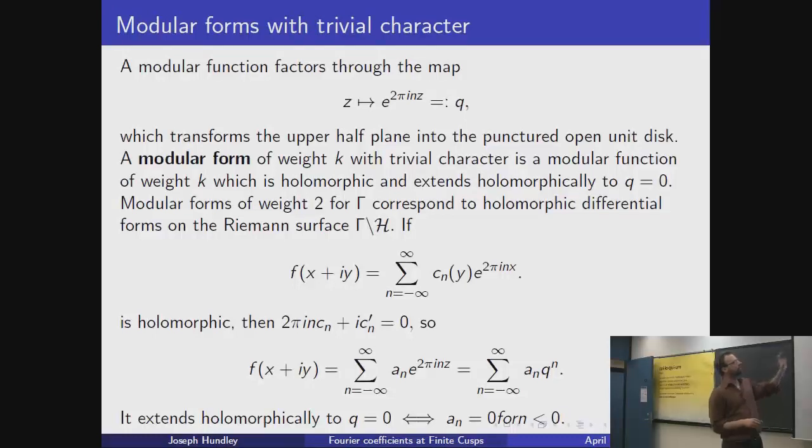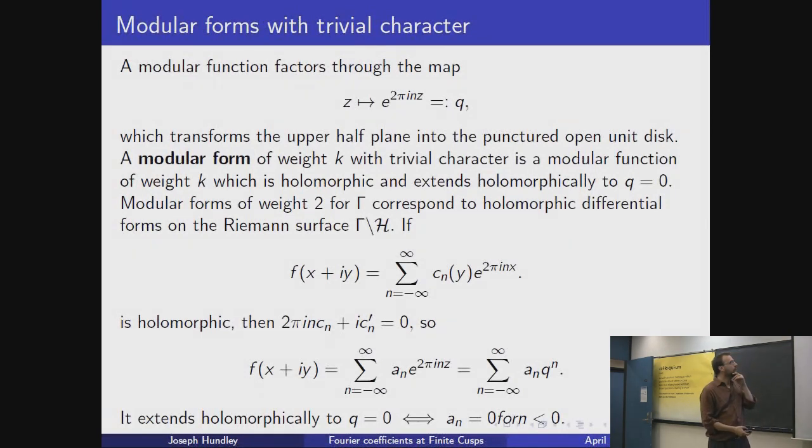You'll notice this transformation, z goes to e to the 2 pi i z, takes the upper half plane and maps it to a punctured unit disk. The n should not be there; the q is what I wanted. The point at infinity is now zero, and everything else in the upper half plane goes to the rest of the open unit disk in the complex plane.